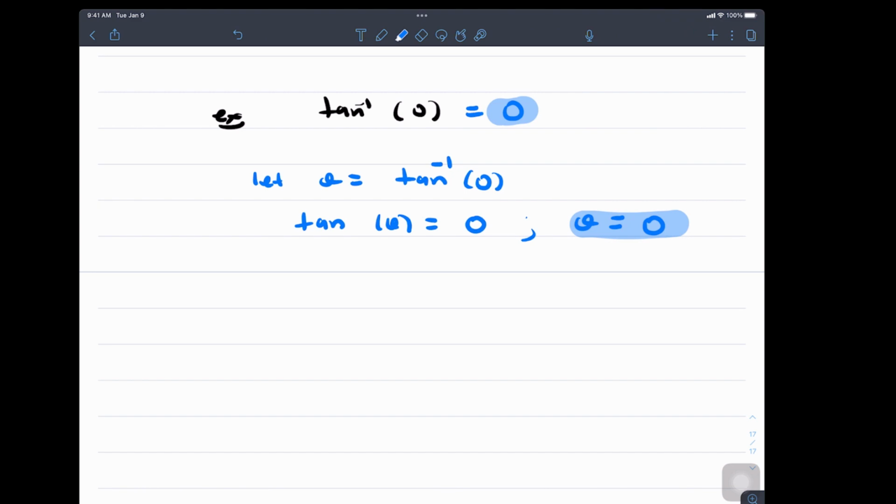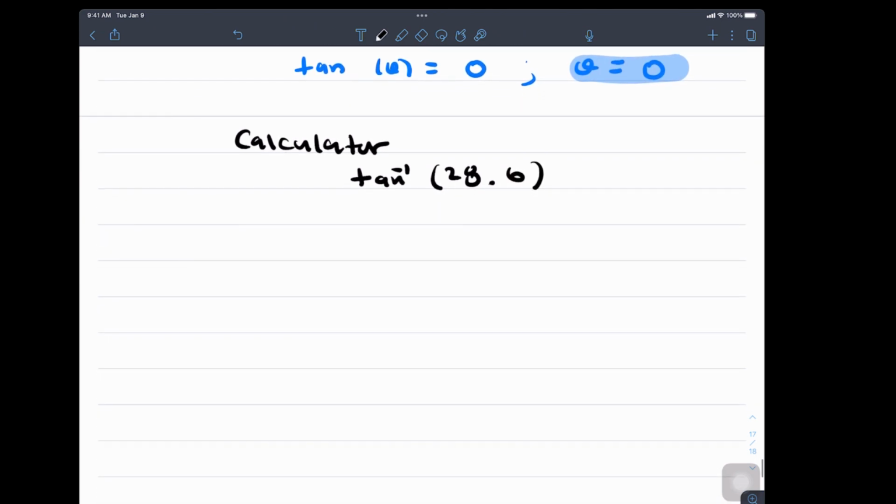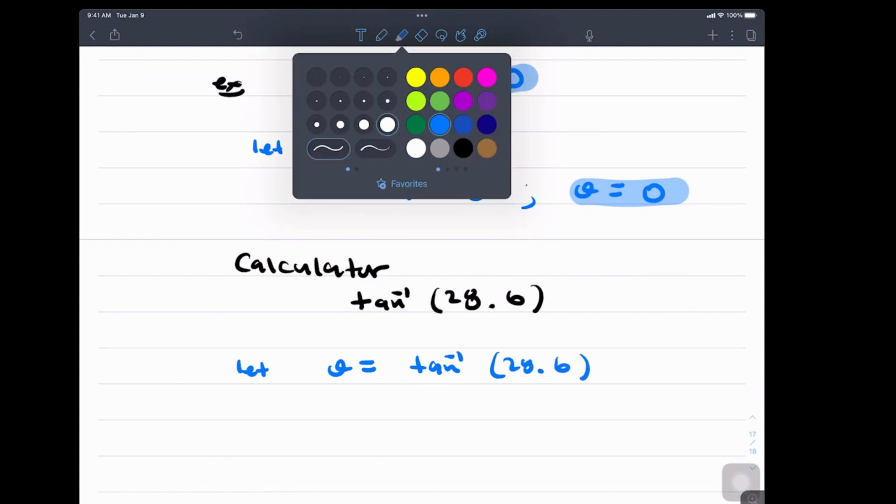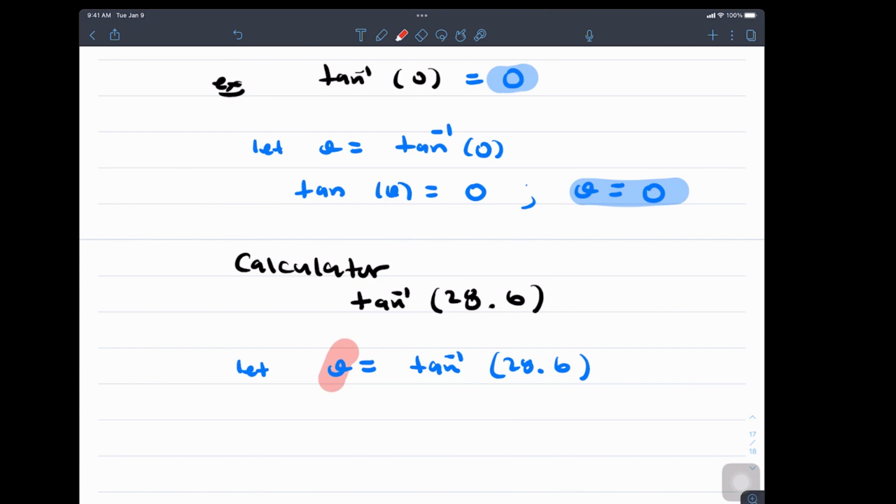All right, ladies and gentlemen, and then they say, let's give you guys this calculator question, right? See if you can use the calculator. Inverse tangent of 28.6. Okay? Calculator question. Look at the process, how it's the same. Theta is what? Inverse tangent of 28.6, right? Theta, this is an angle, so we know.